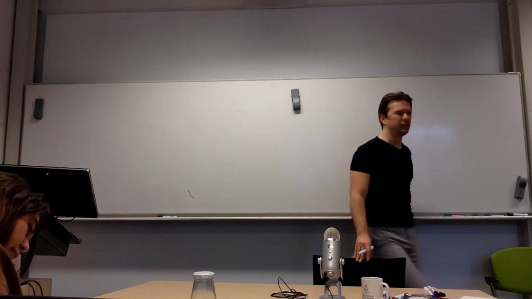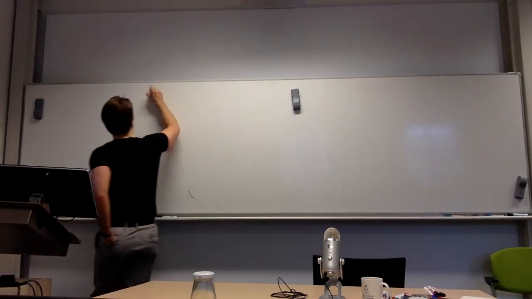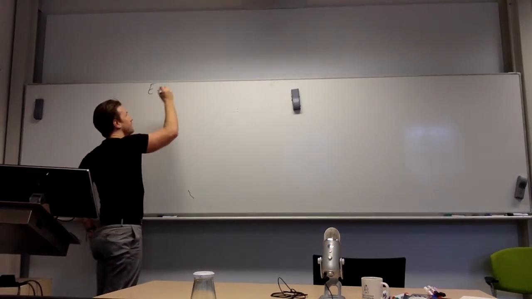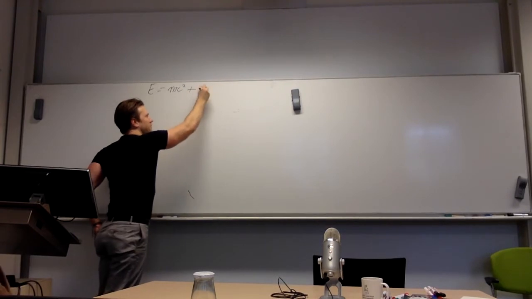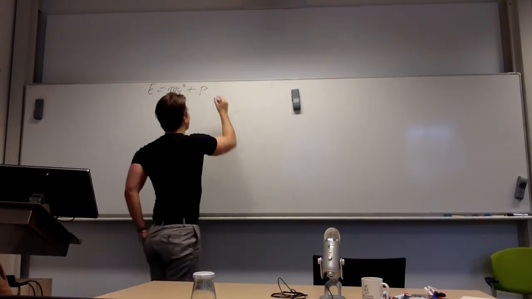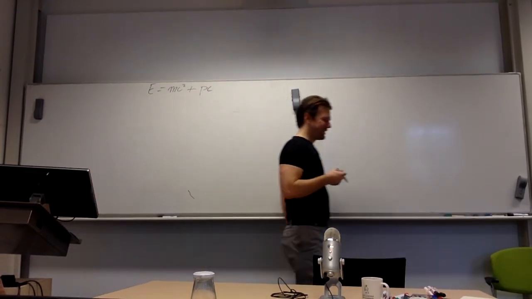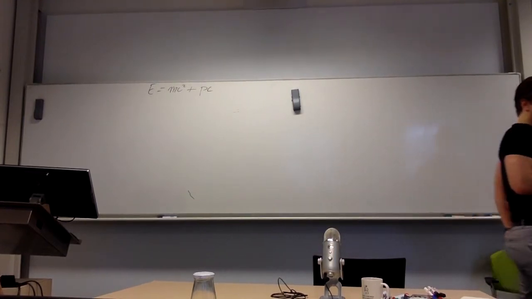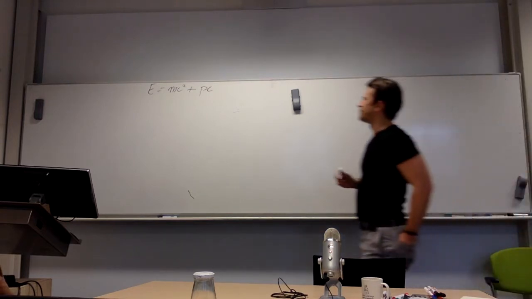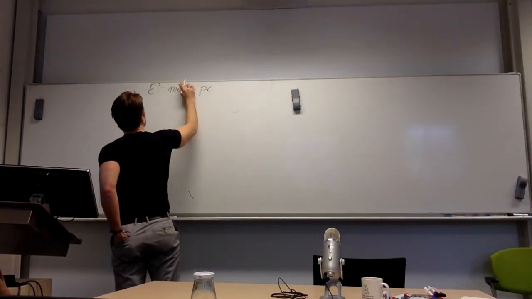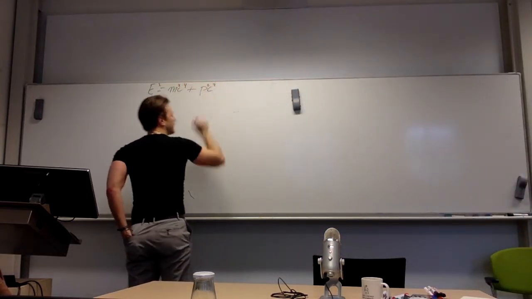E equals mc squared. Is it plus pc? No, it's plus p something. Is it pc? Yes, but you have to put squares, extra squares. The units have to be okay, everything. And the units are not fully correct right now. E squared is m squared c to the power of 4 plus p squared c squared. That's the rule.